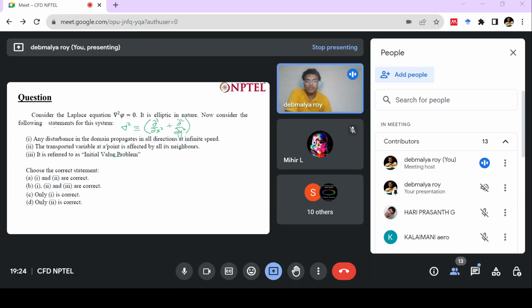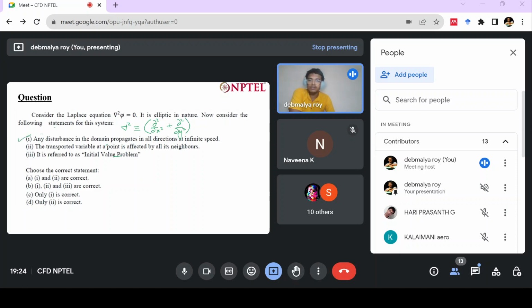So again, these three statements are given. Answer whether these are correct or not. These are basically asking about properties of elliptic equations. The first statement is: any disturbance in the domain propagates in all directions at infinite speed. Is this correct? Yes, this is correct. Any disturbance in the domain will propagate in all directions at infinite speed. This is the property of the elliptic equations. So this first statement is correct.